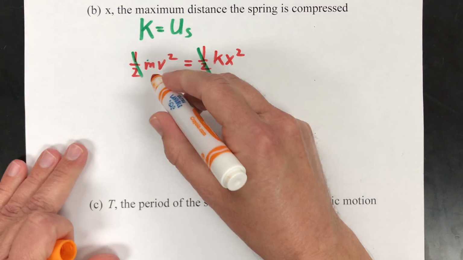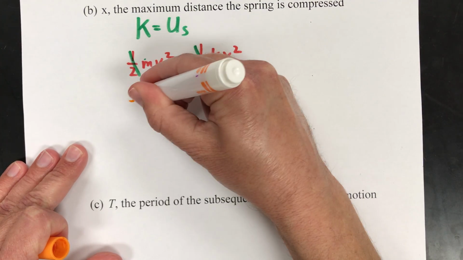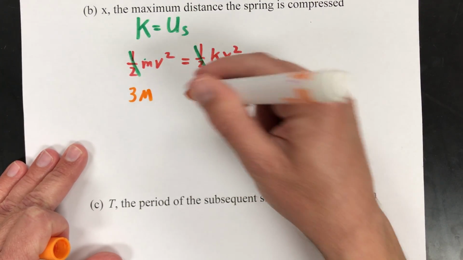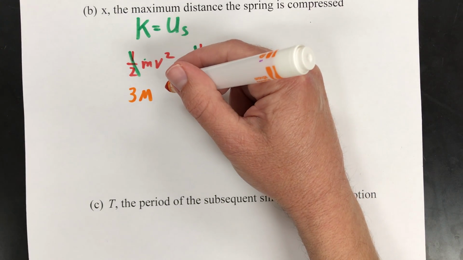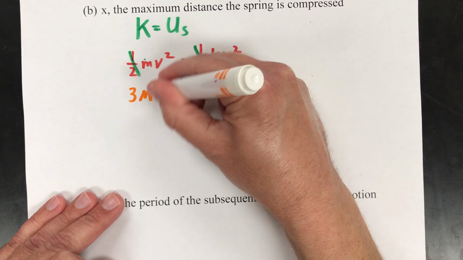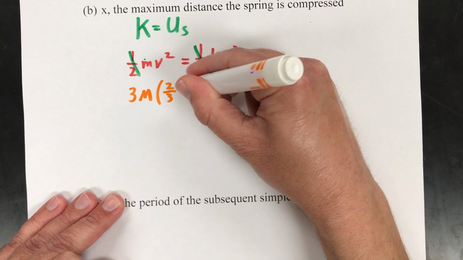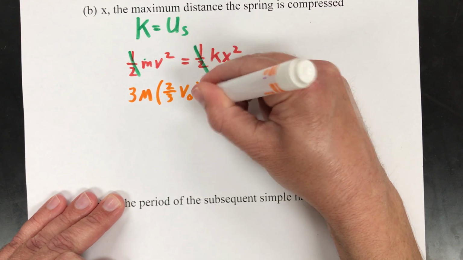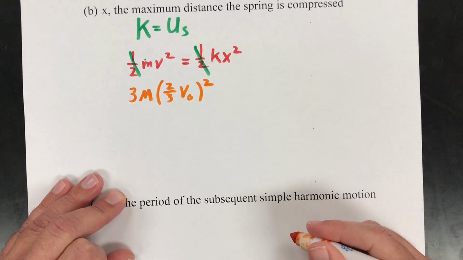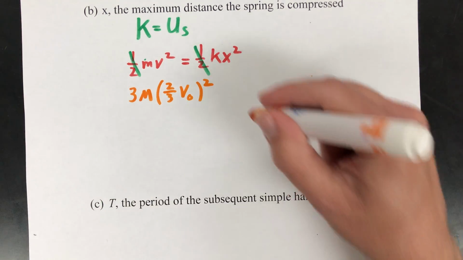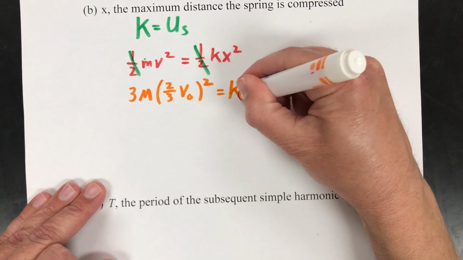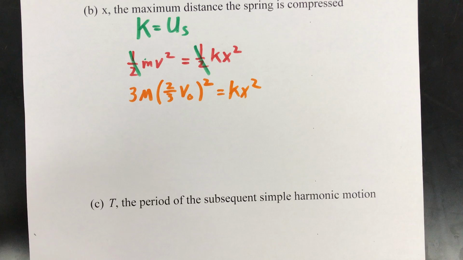Then let's write our next line. Let's start to plug in. Our mass that is moving is actually 3m, and our speed here, we have to use the speed which they moved off with afterwards, so that is 2/3 of v0, and all of that gets squared. And so then that is equal to k x squared there.